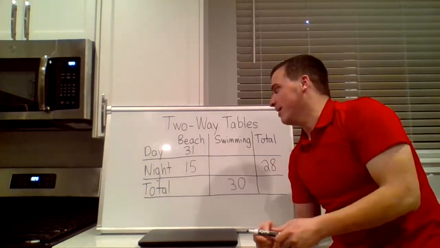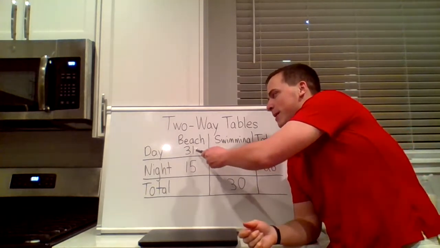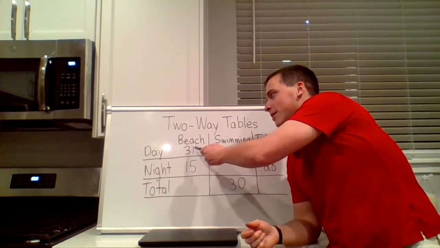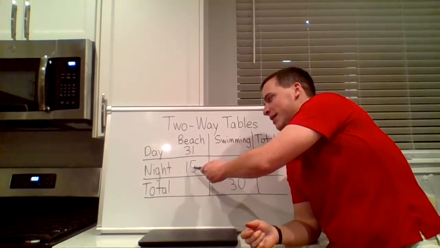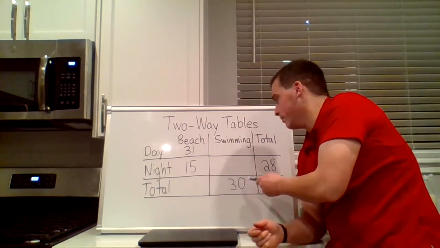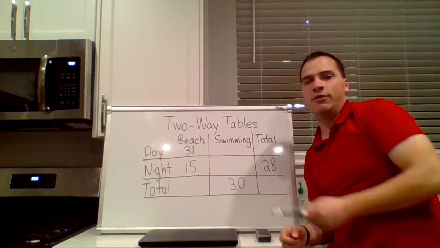What this table shows is that at this beach, 31 people like to be at the beach during the day. 15 people like to be at the beach at night. And 30 people like to go swimming there total. And 28 people like to be there at night total.